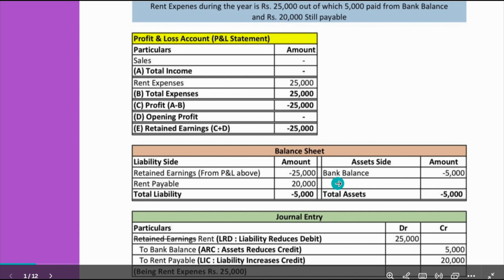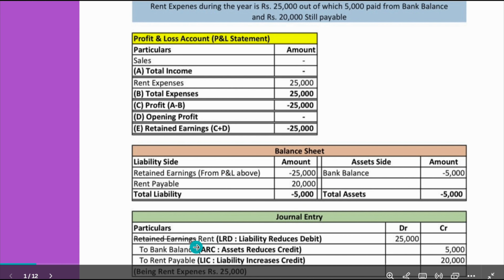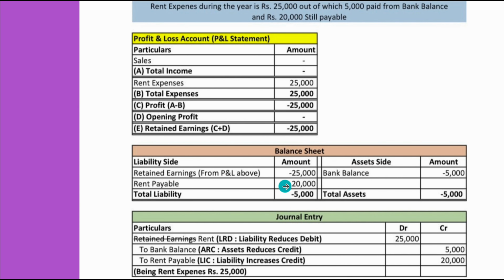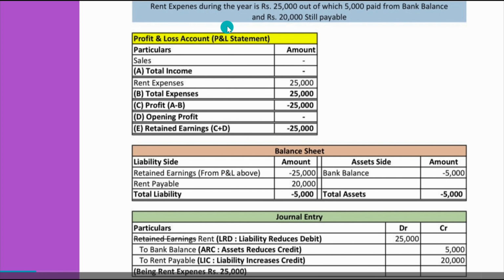At the same time, your bank balance is reducing by rupees 5,000. So the rule is assets reduces credit, that is ARC. So bank balance will be credited based on the rule of ARC, that is assets reduces credit, rupees 5,000. At the same time, on the balance sheet liability side, rent payable is increasing. So the rule is LIC, that is liability increases credit. So rent payable will be credited for rupees 20,000. Narration is being rent expenses rupees 25,000. Thus we have passed the necessary journal entry.